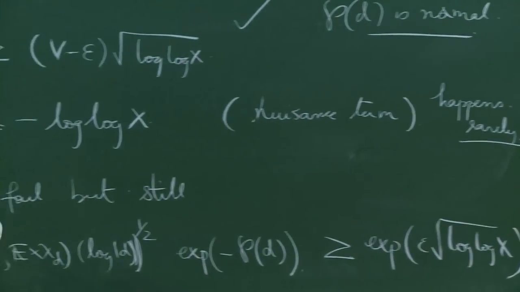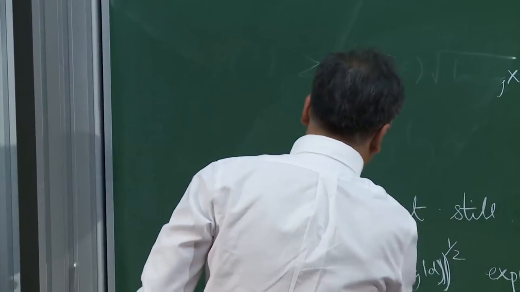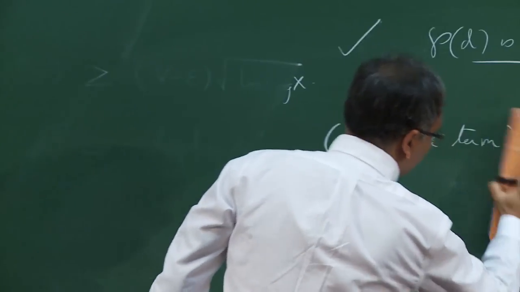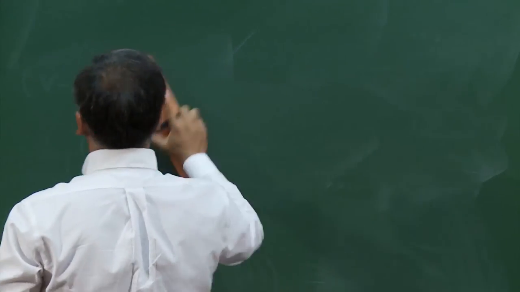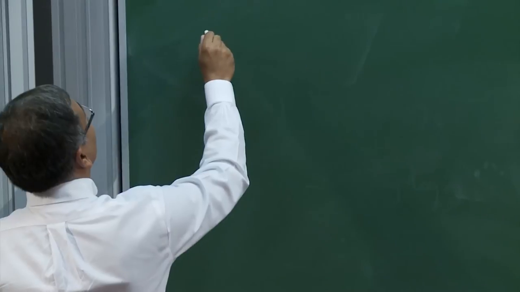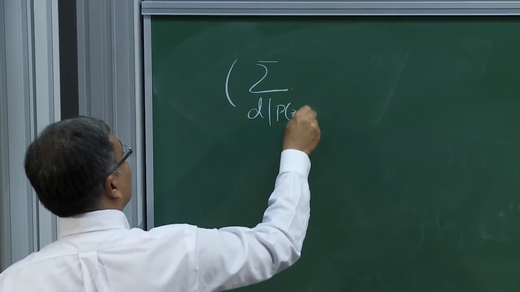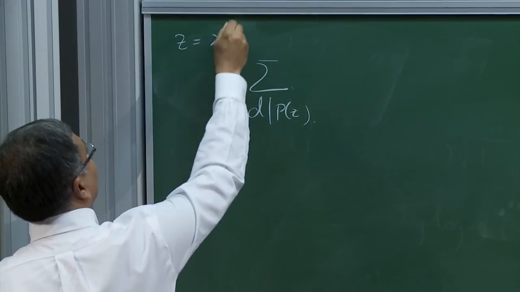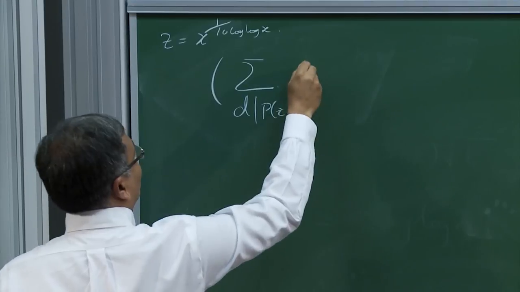But now, you can actually iterate this pure Brun sieve. So for free you can sieve up to x to the 1 over 10 log log x. Now the next step that I'm going to do is that I'm going to use this. So first, d divides P(z), where z is x to the 1 over 10 log log x.